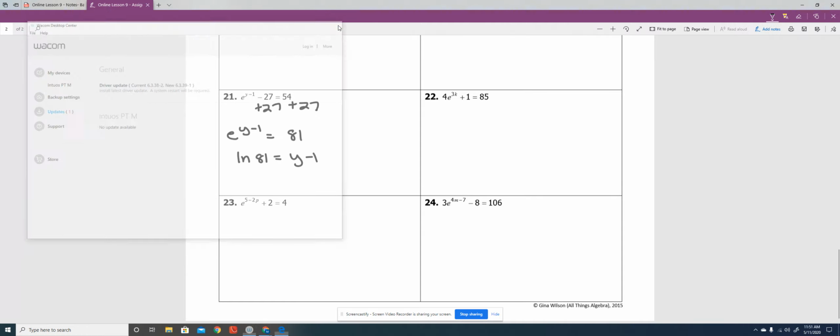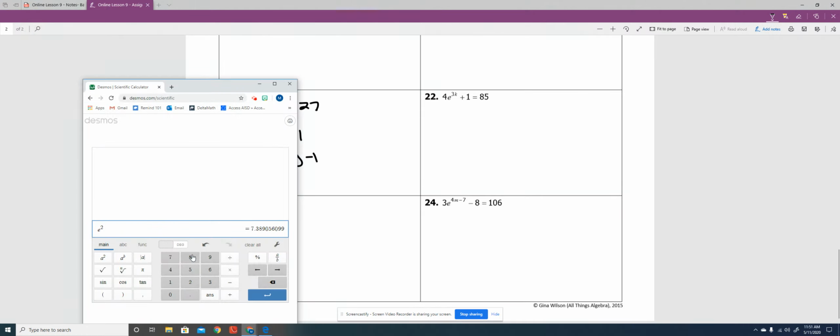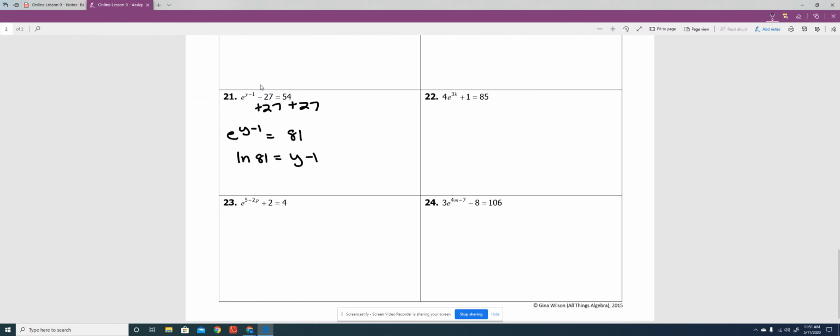So now I want to find out what the natural log of 81 is. And I can do so in my calculator. So ln of 81 is about 4.4. So if 4.4 is equal to y minus 1, I solve for y by adding 1 to both sides, and I get that y is 5.4.